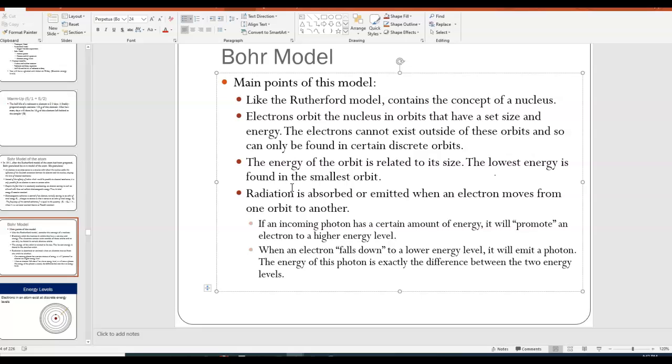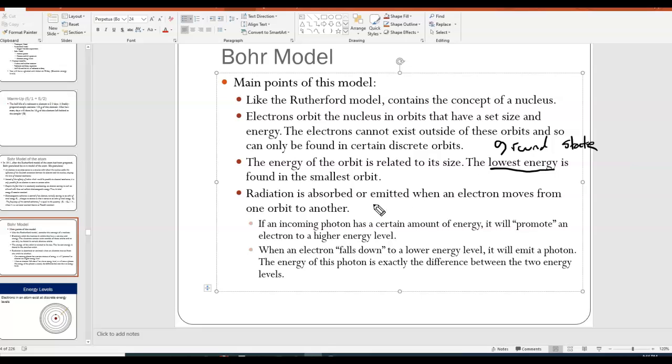The lowest energy is found in the smallest orbit. That is the orbit closest to the nucleus. By the way, the lowest energy orbit, or the lowest energy level, has a name, and that is called ground state. It's called a ground state just like the name implies. If something is close to the ground, it has the lowest possible energy. So that lowest energy orbit, the smallest orbit, is called the ground state of an atom.